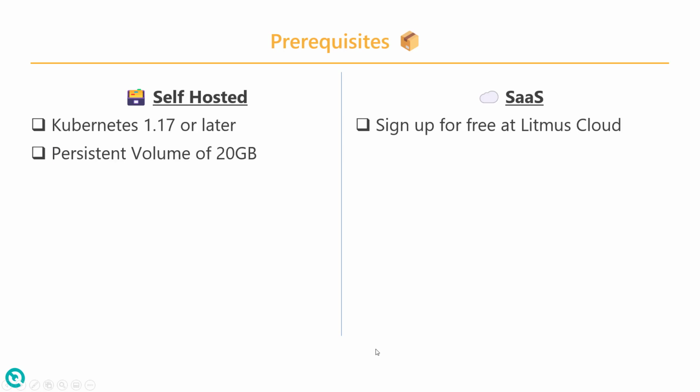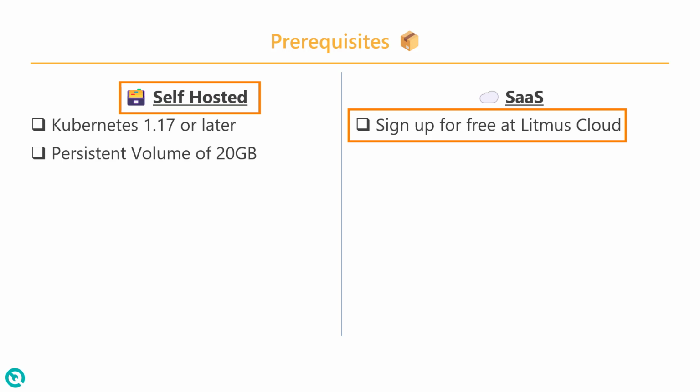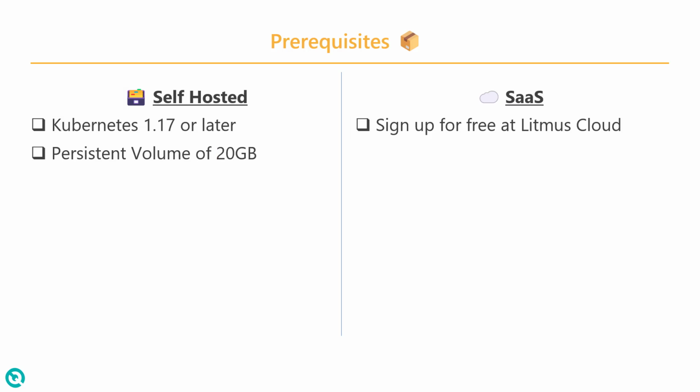In this demo, we are going to see the Litmus Cloud feature. This is the product I'm going to use. But if you want to install it self-hosted in your local Kubernetes, of course you can go with the self-hosted option. To install LitmusChaos, you need Kubernetes 1.17 or later, and you need a PV of 20 GB. These are the prerequisites in case you are going with the self-hosted option. For the SaaS version, I will leave the link in the description. You can sign up for free and try out the Litmus Cloud feature.